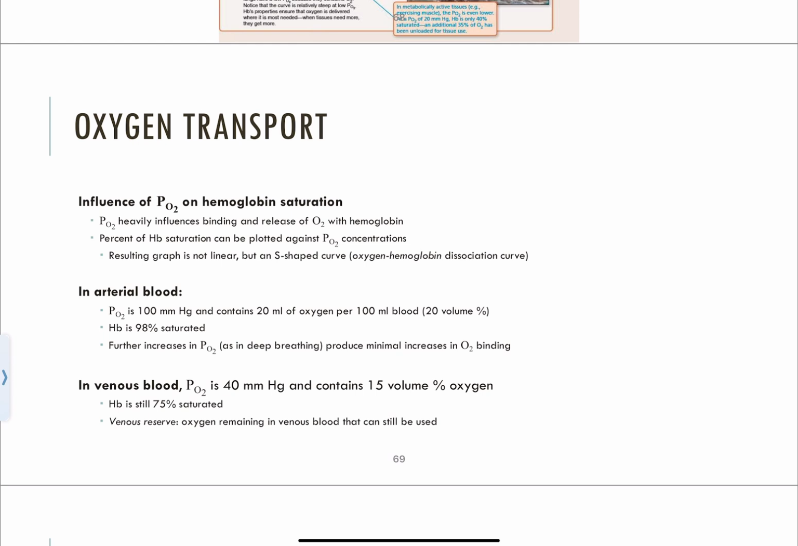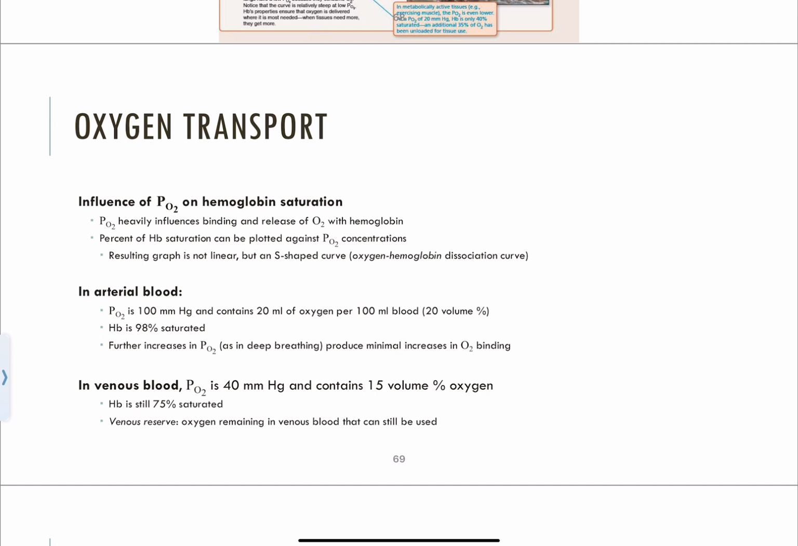In venous blood, the partial pressure of oxygen is much lower. It's only about 40 millimeters of mercury and contains about 15% by volume. So our hemoglobin is about 75% saturated. What's left after we drop off the oxygen to the tissues is what we refer to as the venous reserve. So that's the amount of oxygen still available in our venous blood that still can be used.